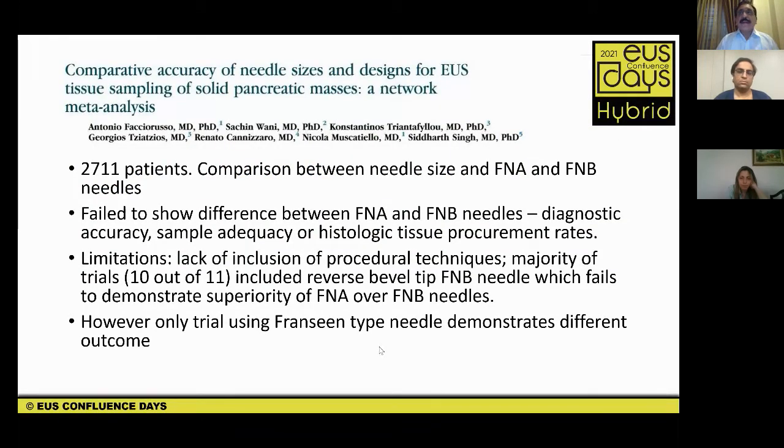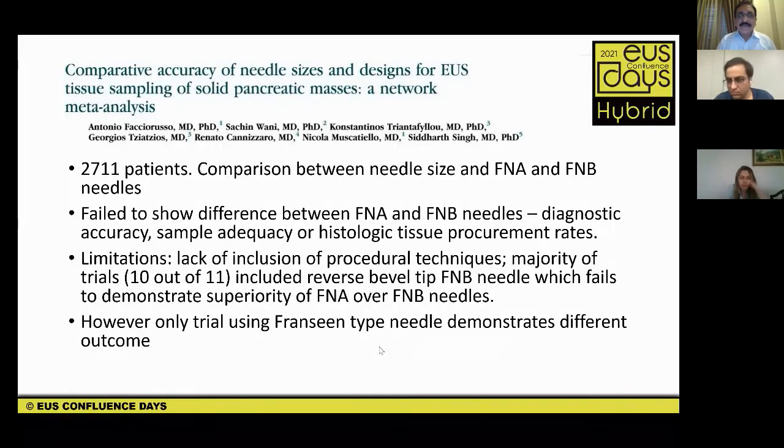Recently, in 2019, a large meta-analysis was used which compared different needles, sizes, as well as the FNA and FNB needle. It included 2,711 patients from 11 randomized controlled studies, where they determined that 22G and 25G needles performed equally well. They also failed to show a difference between FNA and FNB needles for diagnostic accuracy, sample adequacy, or histologic procurement rate. That means we believe that there was no difference between FNA or FNB when we look at this study.